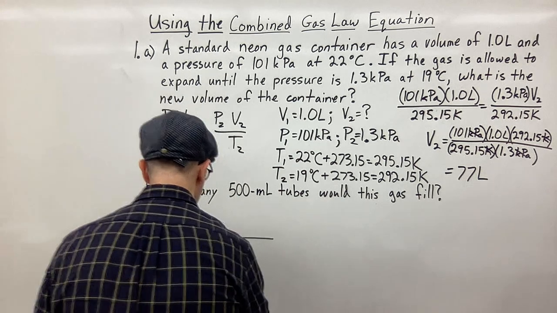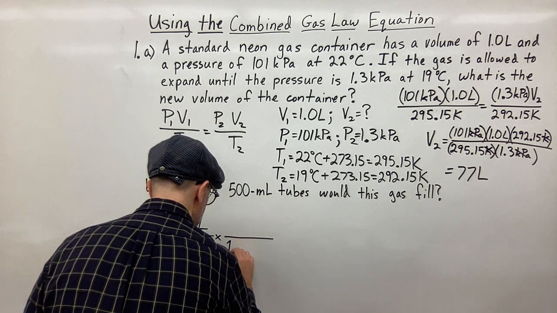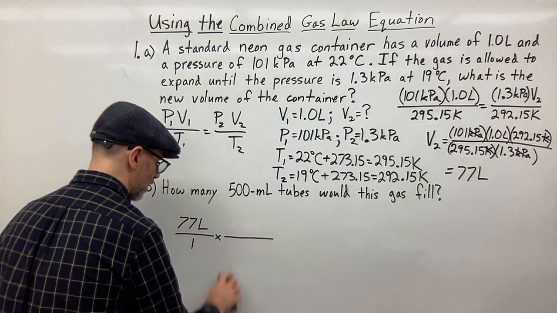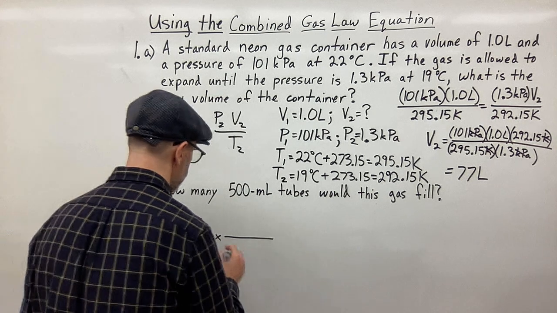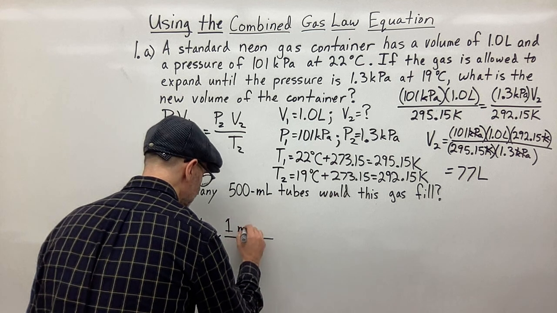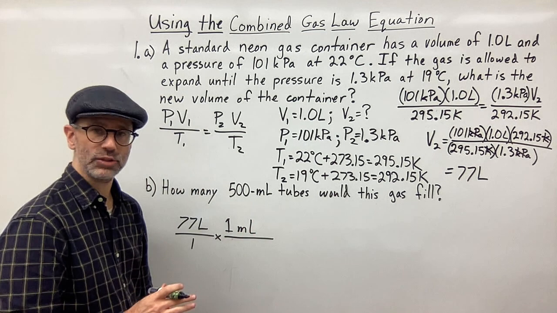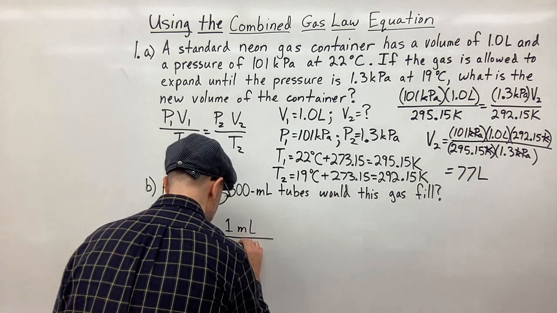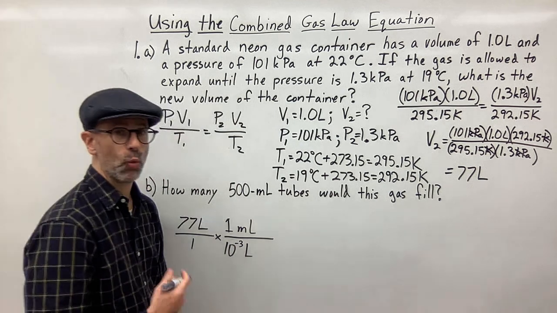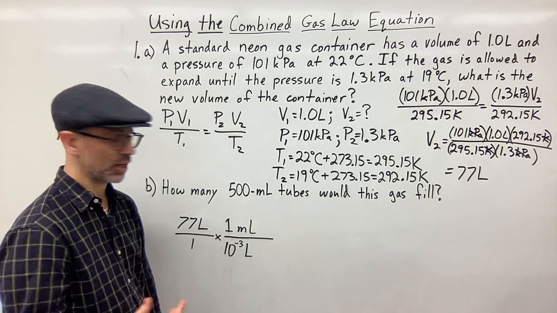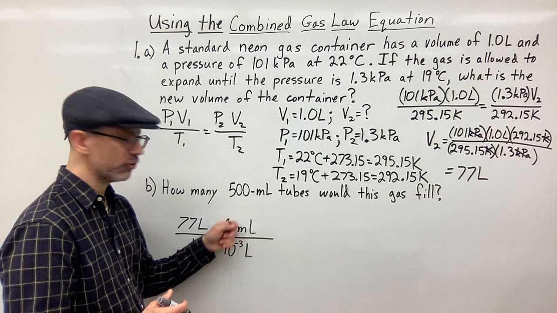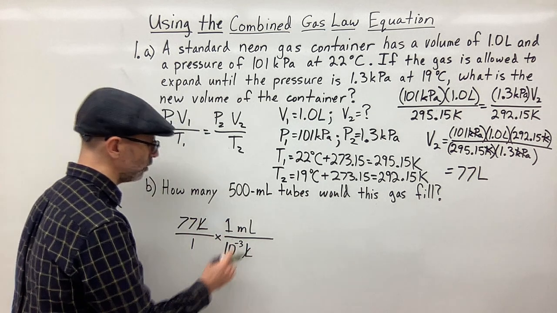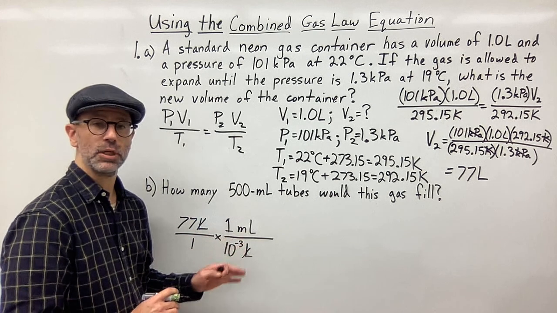So liters is going to go on the bottom because I have liters on top. I know that 1 milliliter, milli means 1/1000th. So 1 milliliter is 1/1000th of a liter. So that's going to be 10 to the negative 3 liters. You could also say that 1 liter is 1,000 milliliters. It's the exact same thing. So if you use 1 liter and 1,000 milliliters, that would be the same ratio. All right, so here we have liters canceling out. Now I've converted to milliliters.